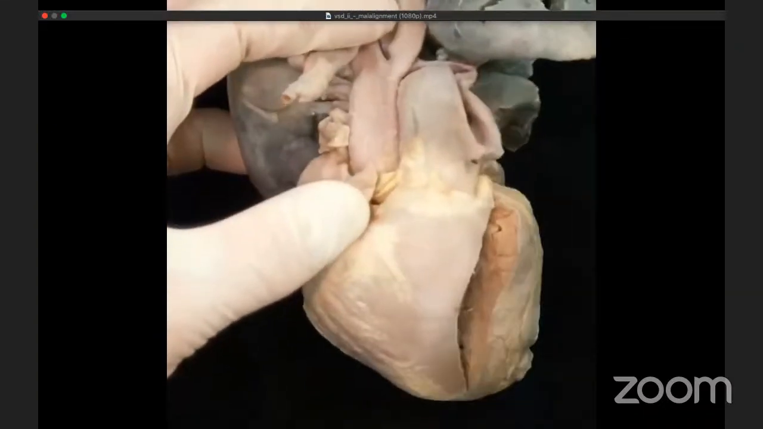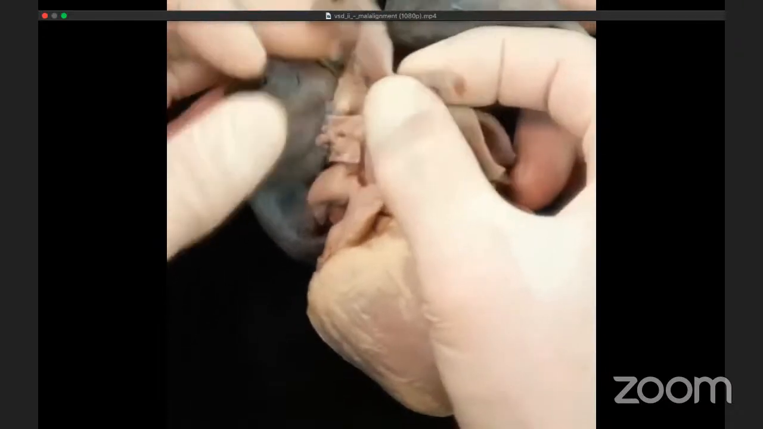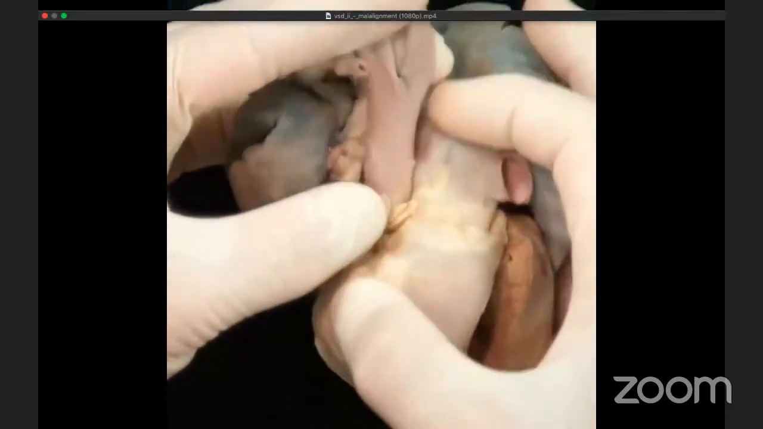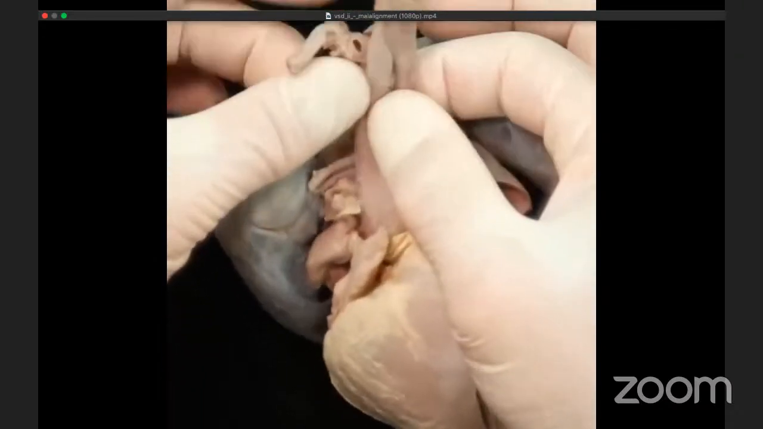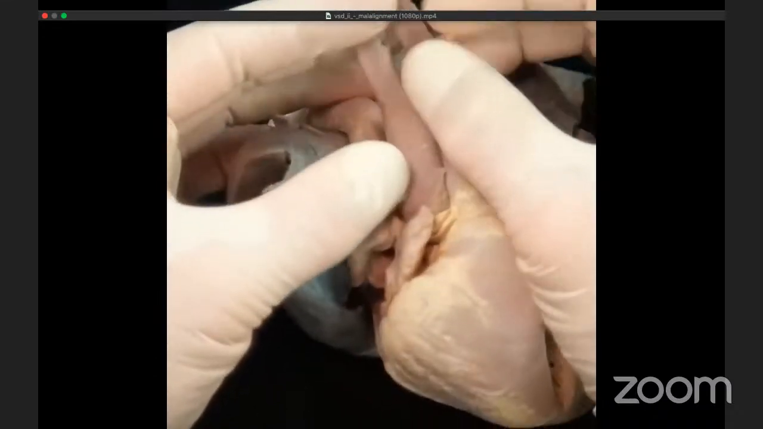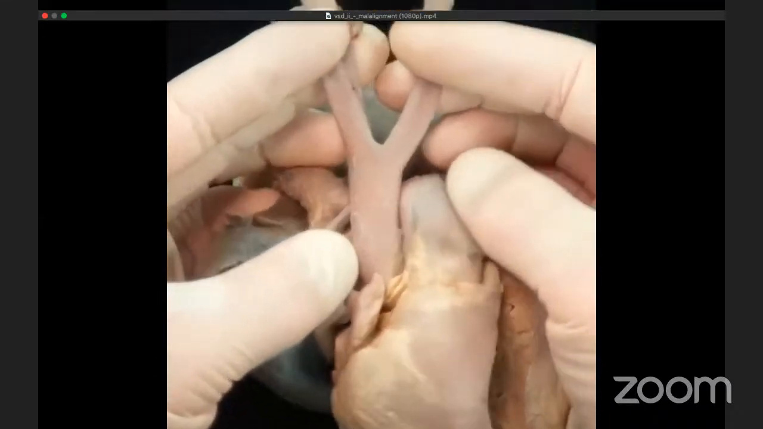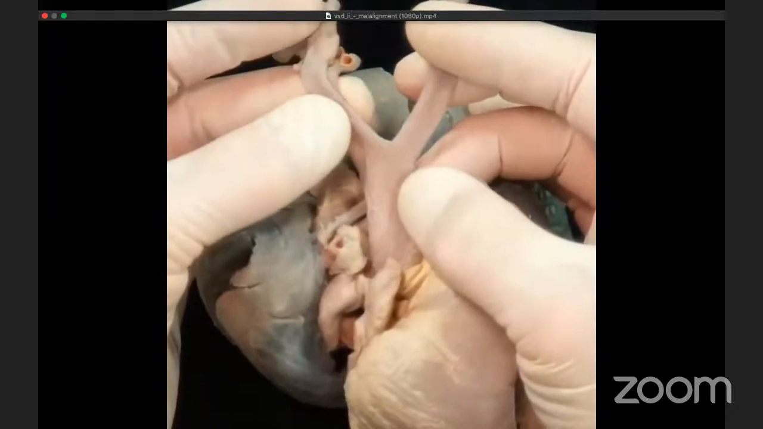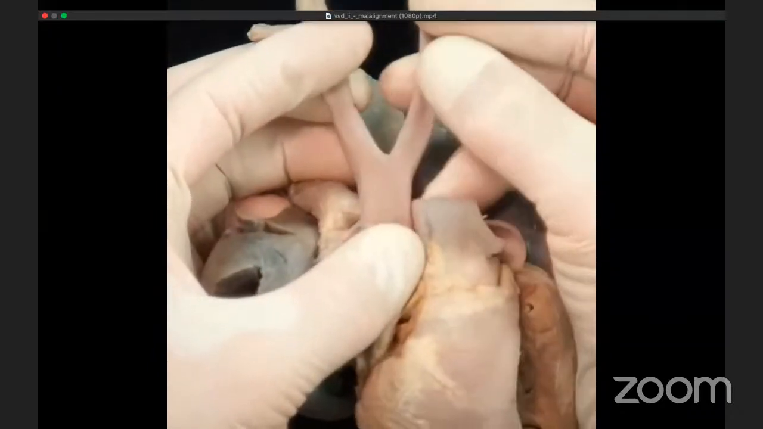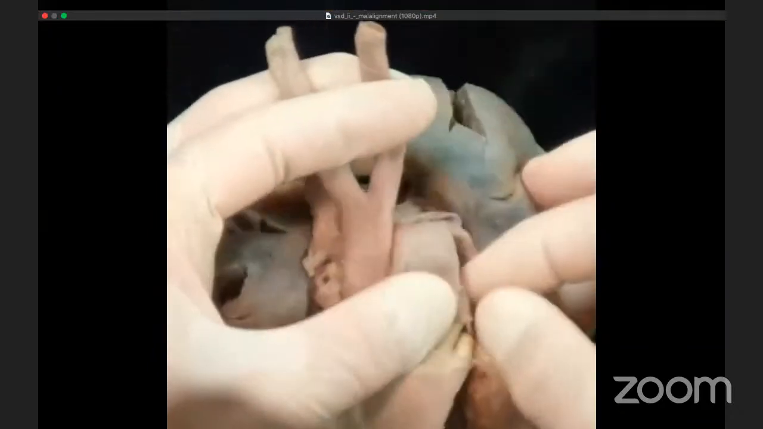Let me move to a second sample. I'm just going to zoom out a little bit as I move to this sample, because as you see, it's a pediatric specimen. Again, there is interruption of the aortic arch. You can see that the arch, the ascending aorta, branches into two vessels. The first is the brachiocephalic artery. The second is the left common carotid artery.